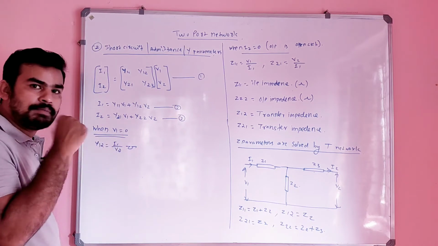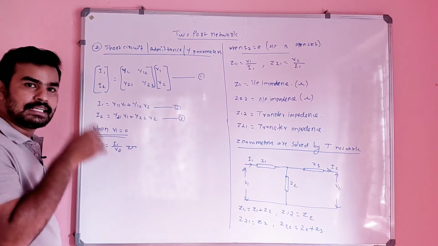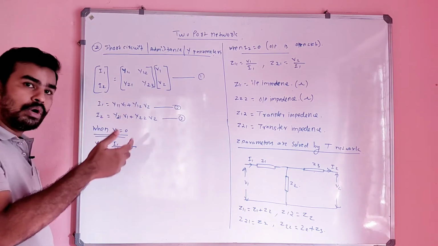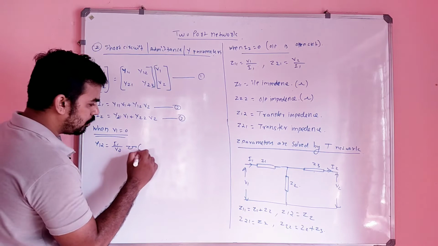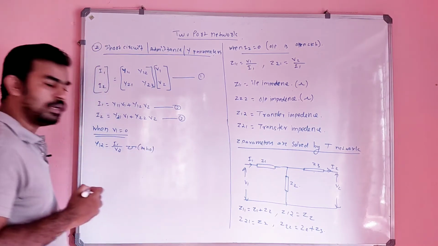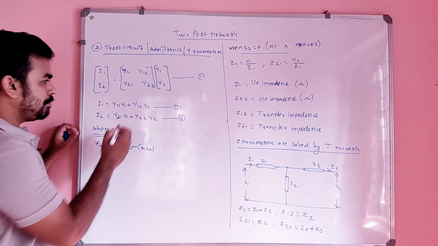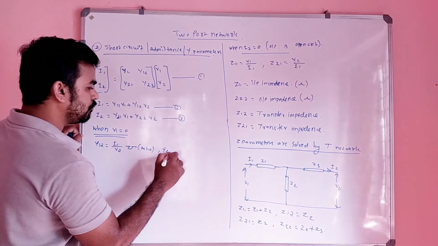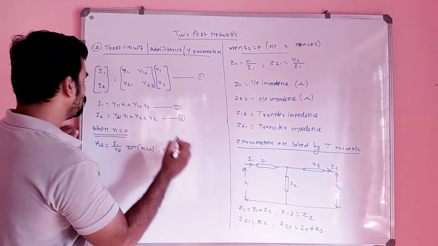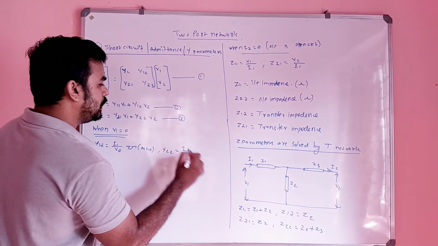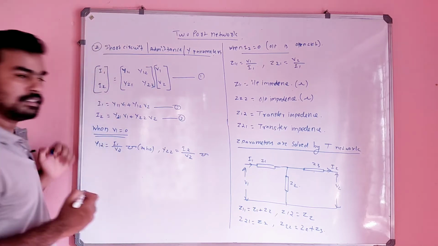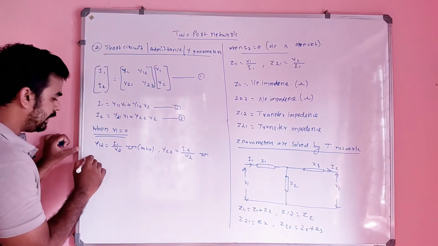V by I is nothing but R, which is the impedance, and we represent it in ohm. But I by V is nothing but mho. And from equation number 3, when V1 is equal to 0, we got the value of Y22 as nothing but I2 by V2. That also in mho, right? That also in mho.